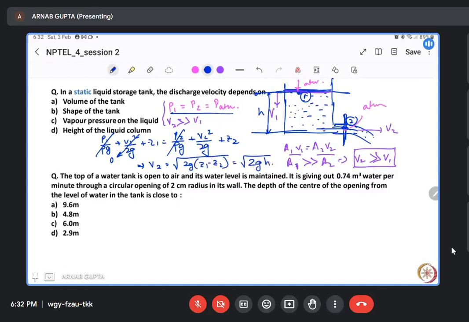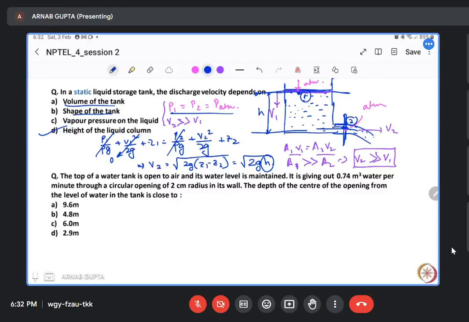So you can understand that the velocity at this section, the discharge velocity, is dependent only on the height of the liquid column. It doesn't depend on the total volume of the tank, and it doesn't depend on the shape of the tank. It depends on the height of the liquid column, and there is another factor: vapor pressure on the liquid.